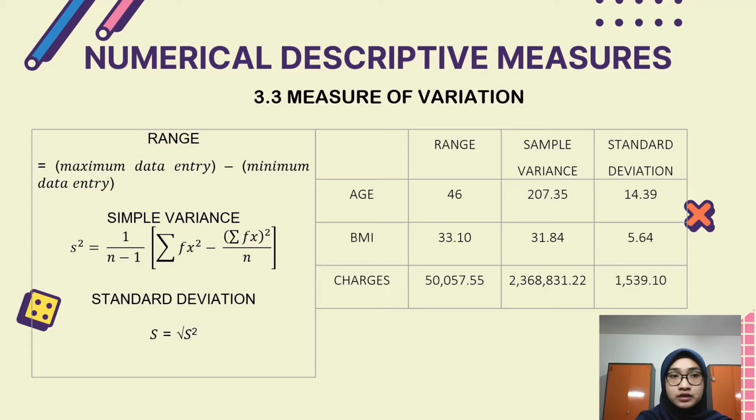The last one is measure of variation. These are parameters to describe the amount of variation between random variables. There are three parameters of variation used to quantify the amount of variation in a set of random variables. The parameters are range, variance, and standard deviation. First is range.